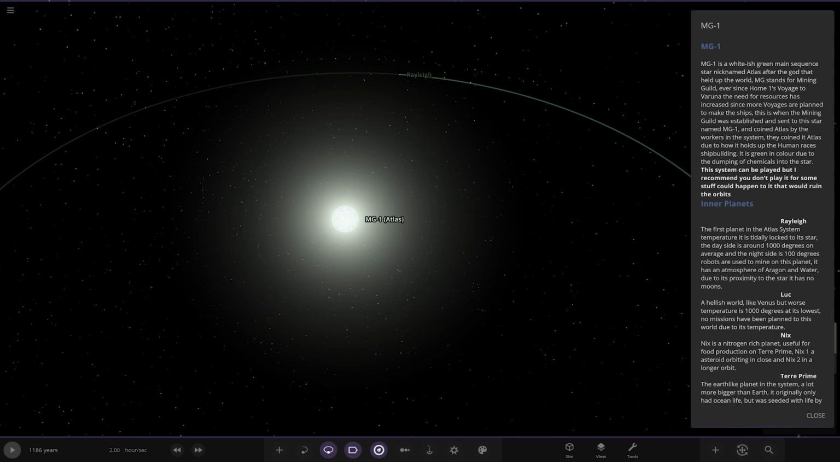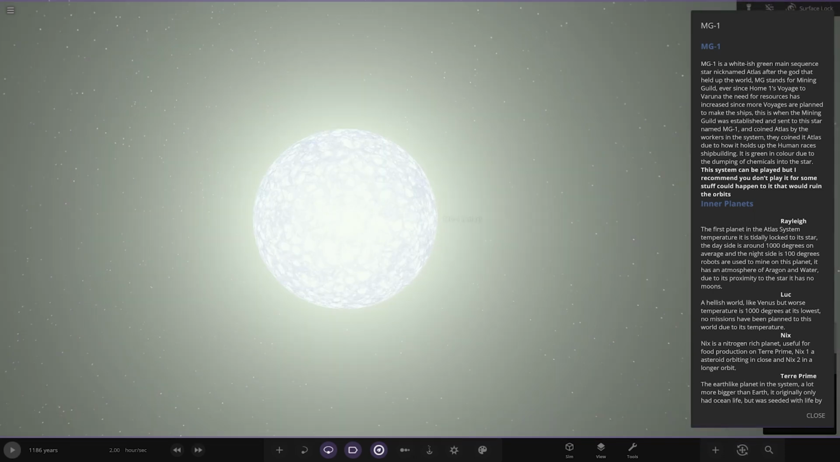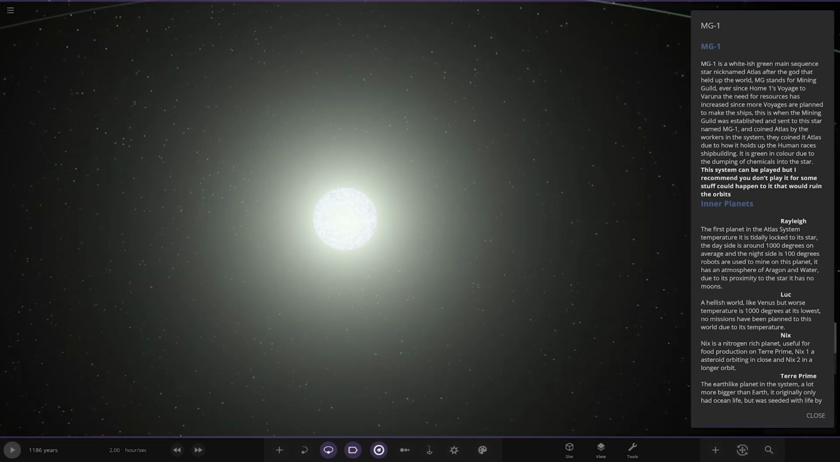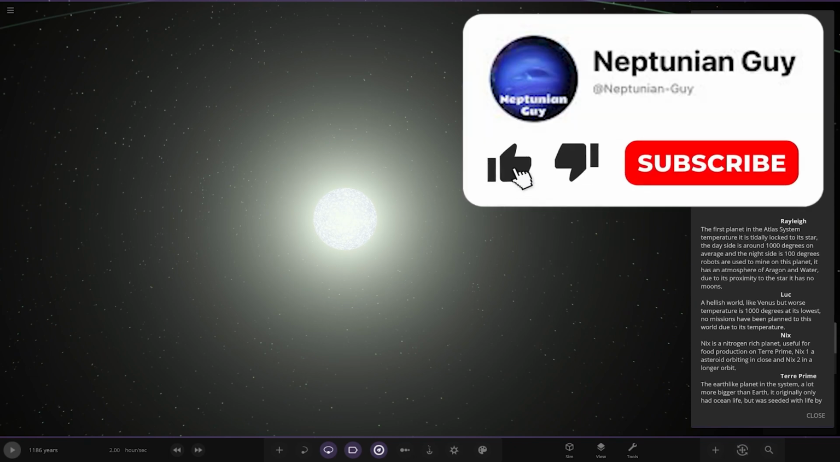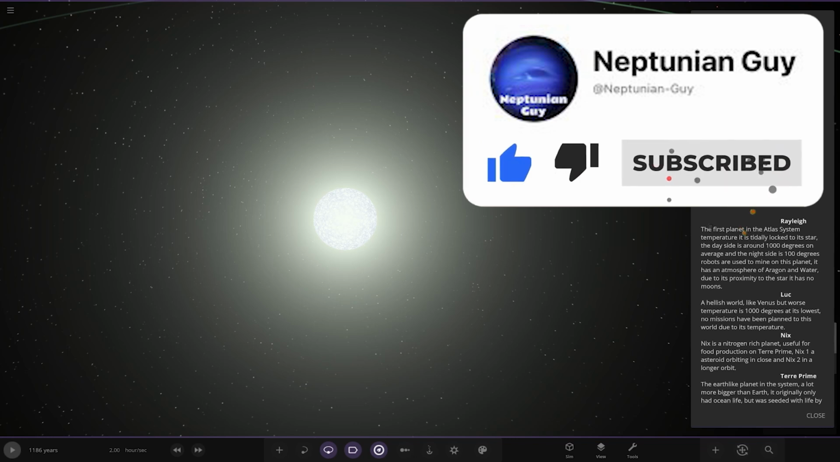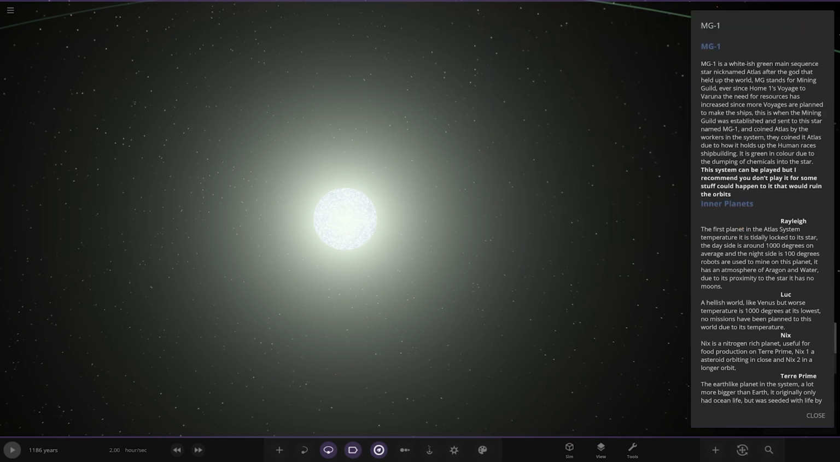Ever since Home-1's voyage to Varana, the need for resources has increased since more voyages are planned to make the ships. This is where the Mining Guild was established and sent to this star named MG-1 and coined Atlas by the workers in the system. They coined it Atlas due to how it holds up the human race's shipbuilding. It is green in colour due to the dumping of chemicals into the star. The system can be played, but I recommend you don't play it for some stuff because happened to it ruin the orbits.